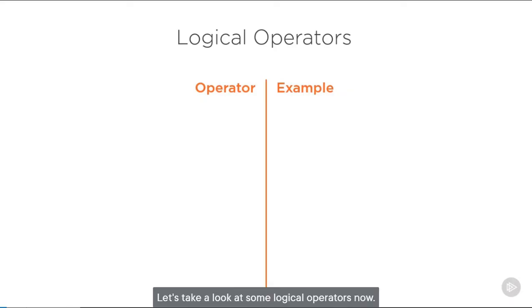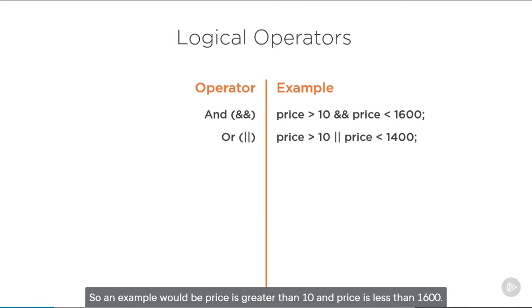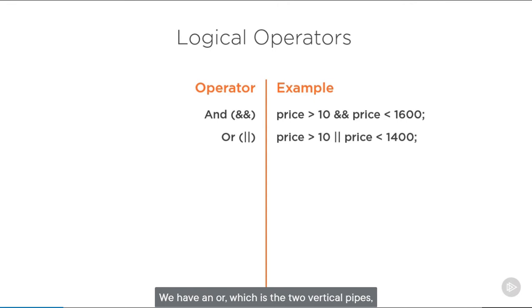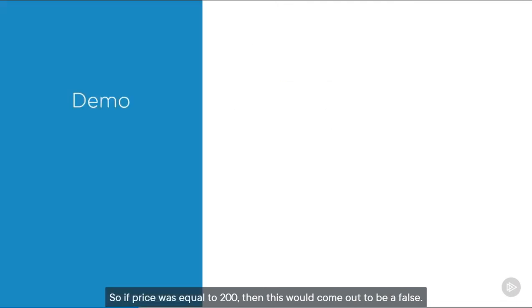Let's take a look at some logical operators now. So we have the logical operator AND, which is a double ampersand. So an example would be price is greater than 10 and price is less than 1600. We have an OR, which is the two vertical pipes. So price greater than 10 or price is less than 1400. We also have the NOT operator, which is an exclamation point. So this will negate anything. So not and then price greater than 10. So if price was equal to 200, then this would come out to be a false.